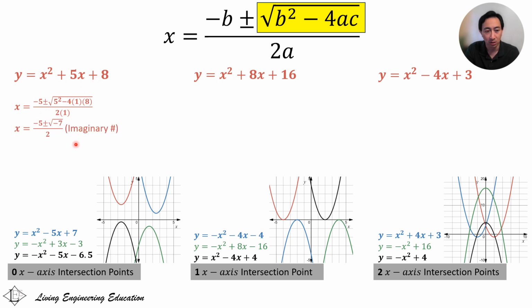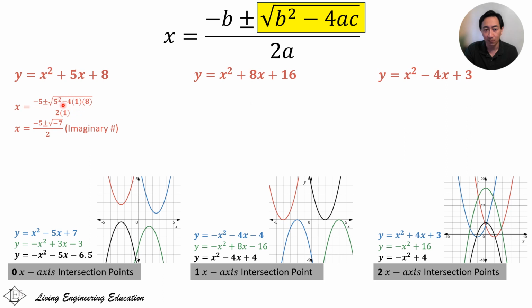All right, so I clean this up. I get minus 5 plus or minus square root of 25 minus 32. I get square root of negative 7 divided by 2. So the square root of a negative number is an imaginary number. You may have seen this in class with a little i describing it, right? So that's used for other purposes. It actually is a useful number, but it also means that there is no real number intersection with the x-axis. So in a case like this, we say there are no points of intersection with the x-axis.